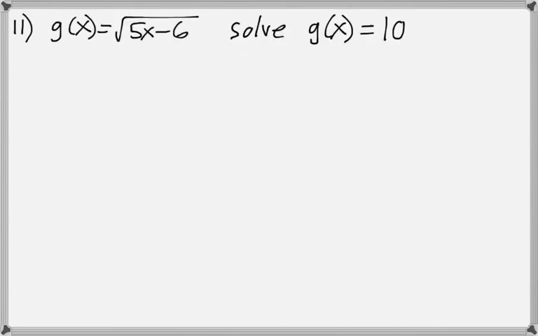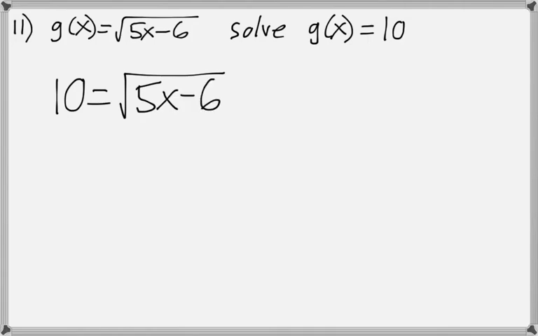Let's skip to number 11, which is similar but different. It's kind of almost backwards. It says, given that the function g of x is equal to square root of 5x minus 6, solve for g of x is equal to 10. So this does not mean that I'm plugging in 10 for x. I'm actually plugging in 10 for the function and setting the function equal to that. And then I'm solving for x.